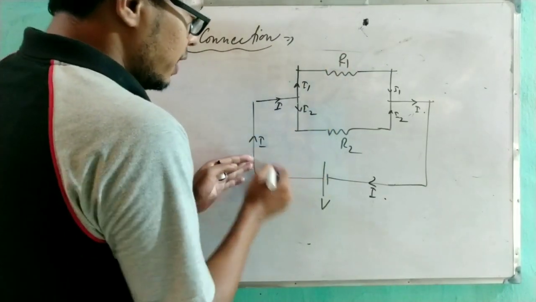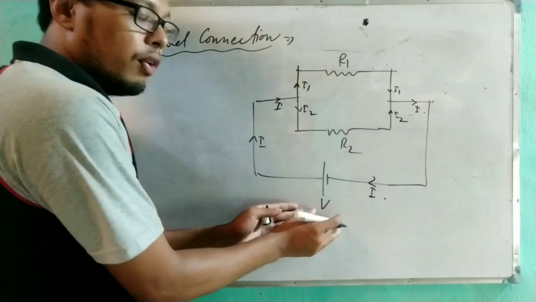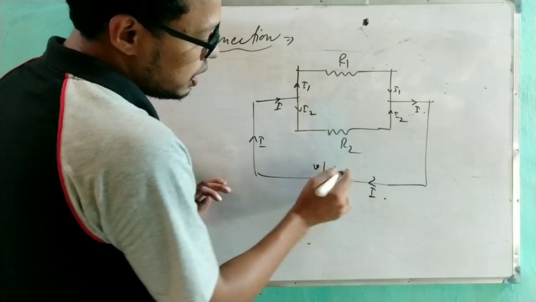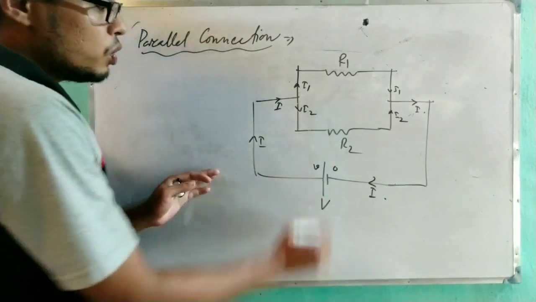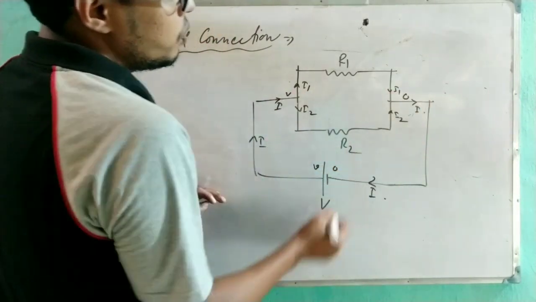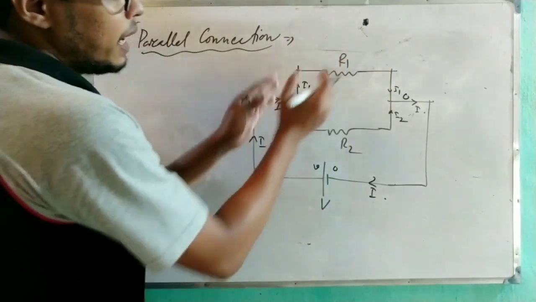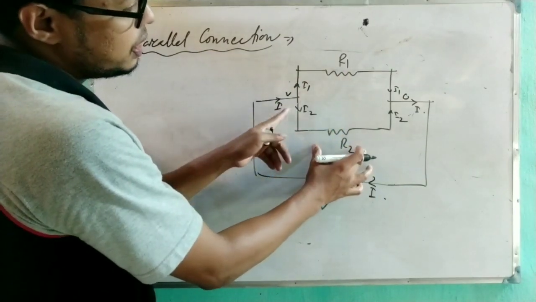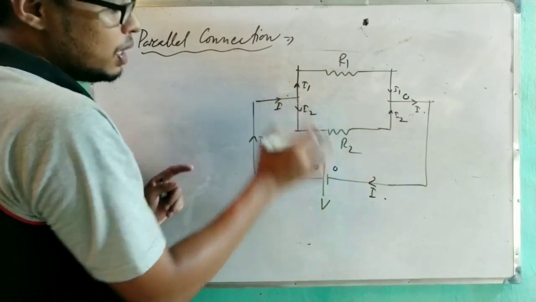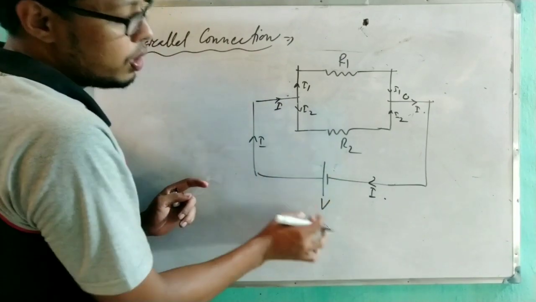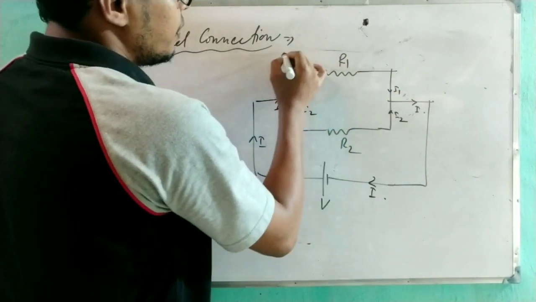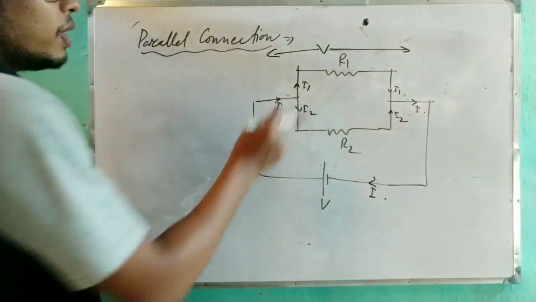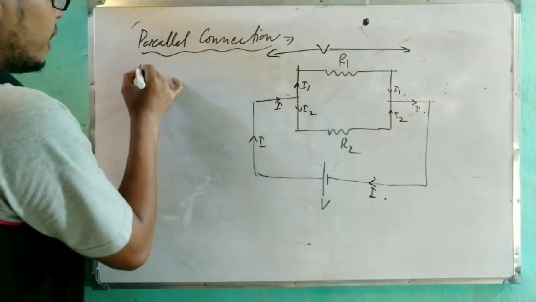Why? See, suppose the potential difference is V. If I take this as V and this as 0, then the difference will be V. So this potential difference across this resistance is also V minus 0, V, and across this resistance also V minus 0, V. So as the potential difference of the cell is V, the potential difference across each resistance will also be V. Clear?